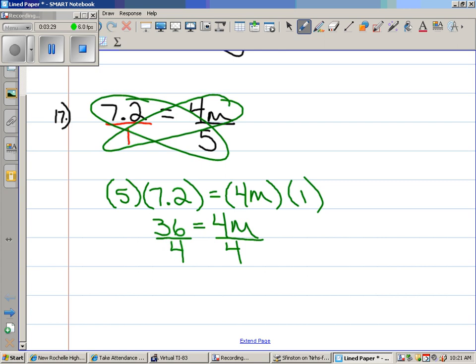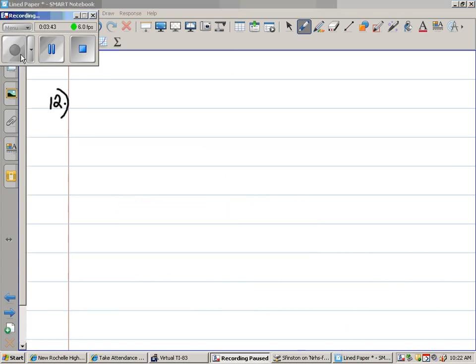Okay, so then we divide both sides by 4, and you get that m equals, what's 36 divided by 4? And there's our answer. 12. Let's write down 12.